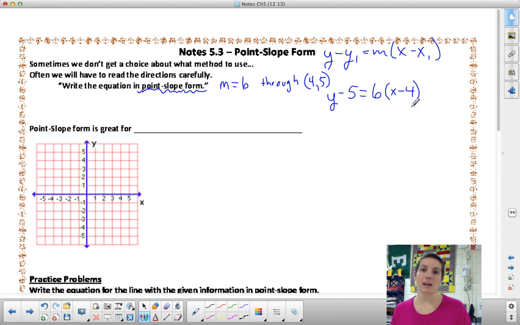What happens is that we end up with one line starting to have many different versions, and that's what point-slope is good for, that we could have one line with a lot of different versions of it instead of just the one for slope-intercept form. So first part is that we have to read our directions carefully. The second is that our point-slope form is great for graphing, especially when the line does not go through the y-axis.